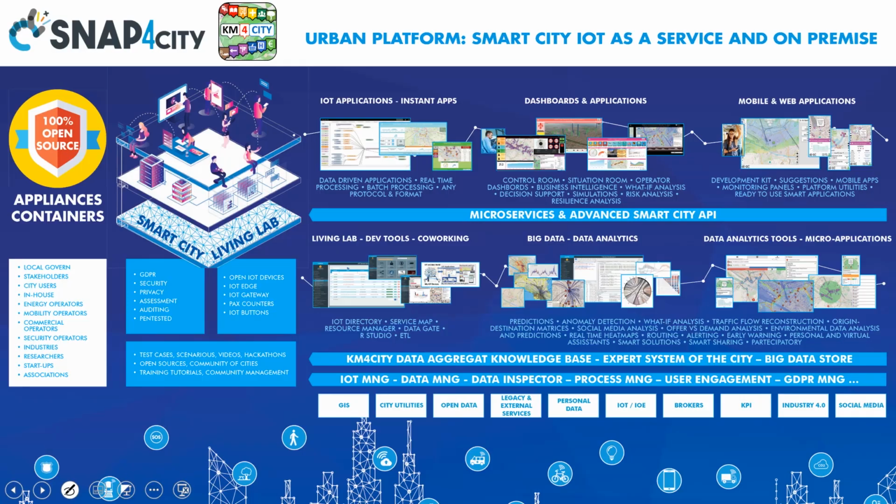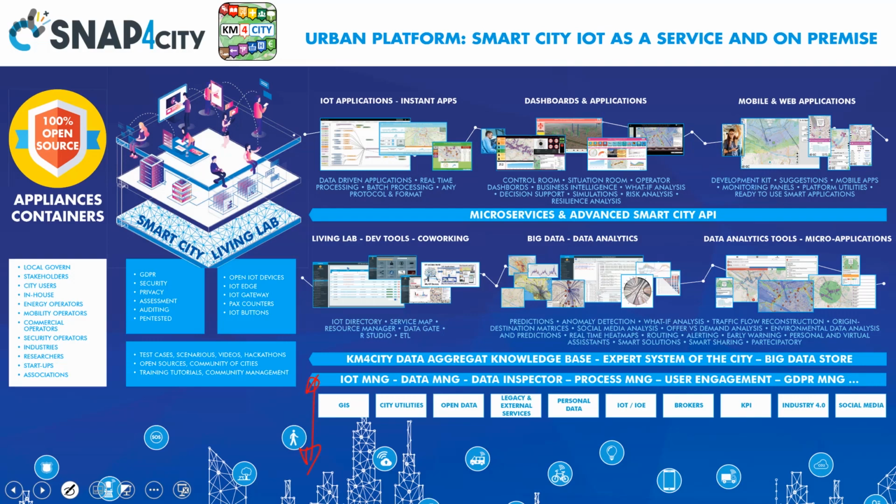The platform architecture is described in this slide, and you see the layers of the platform. From the bottom level, you see a lot of connectors like GIS, city utilities, open data, legacy, personal data, IoT, brokers, KPI, industry, social media. All these connectors are bidirectional.